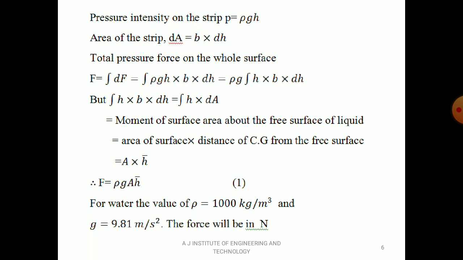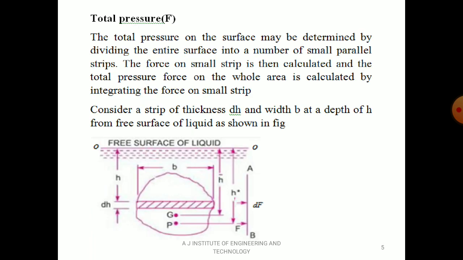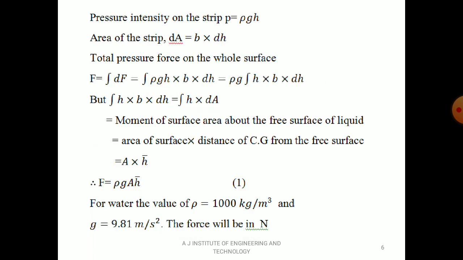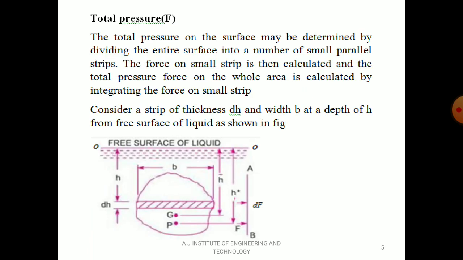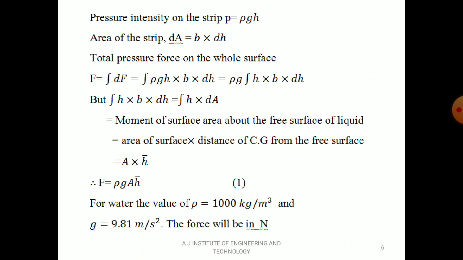So integration h into dA is equal to the area of the surface into the distance of the center of gravity from the free surface. The area of the surface is capital A, it is not the area of the small strip, it is the area of the surface. So capital A into the distance of the center of gravity from the free surface, which is h bar. So integration h into dA is equal to A into h bar. Therefore F equal to rho into g into A into h bar. Take it as expression 1. This is the expression for total pressure force.